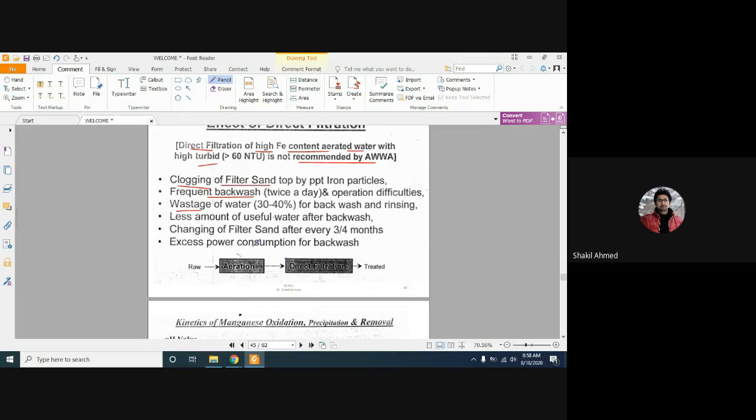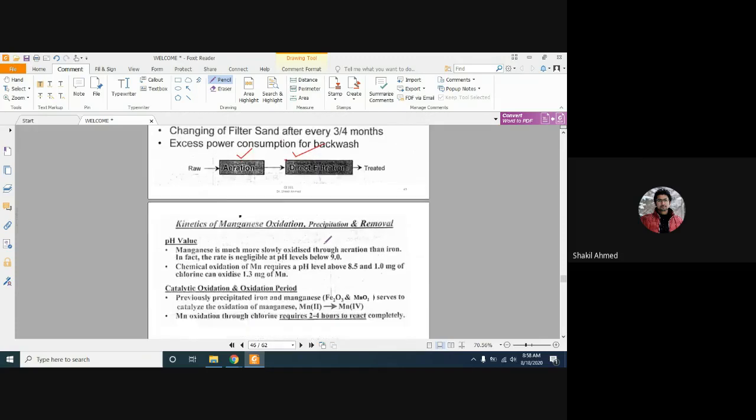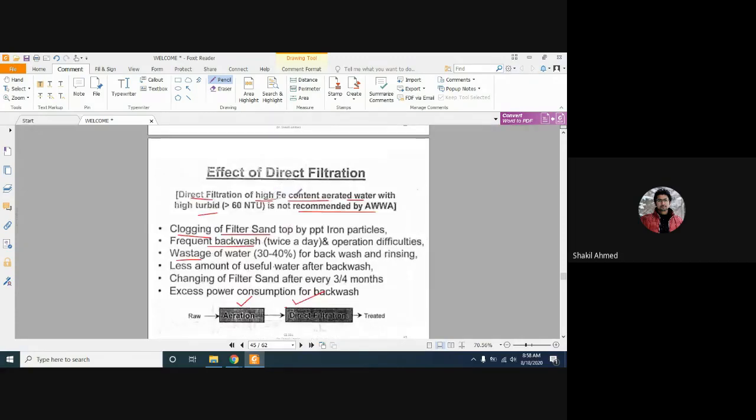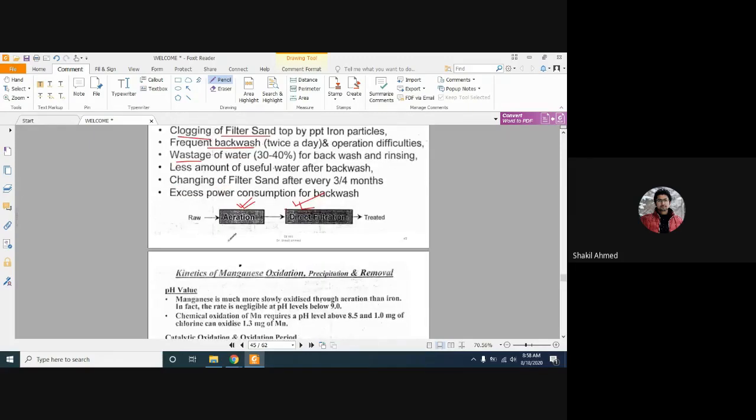First we do aeration and then we perform direct filtration. In case of high iron content, we first do aeration and then direct filtration, because if you do aeration, then a significant amount of iron will be removed. Okay, and then you can perform this direct filtration.